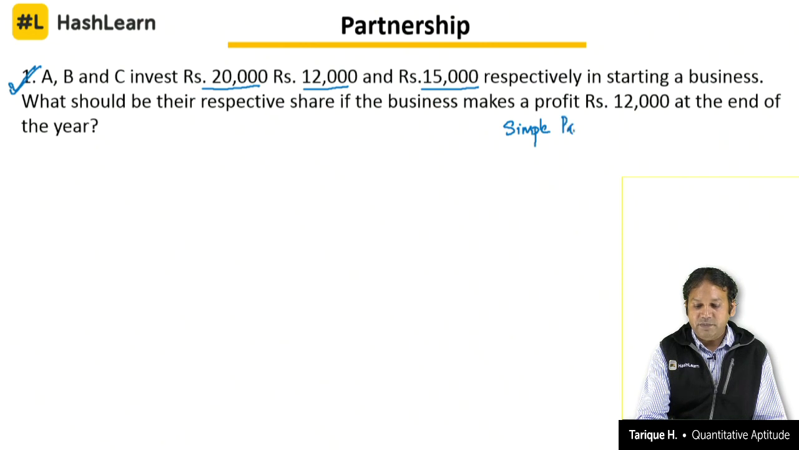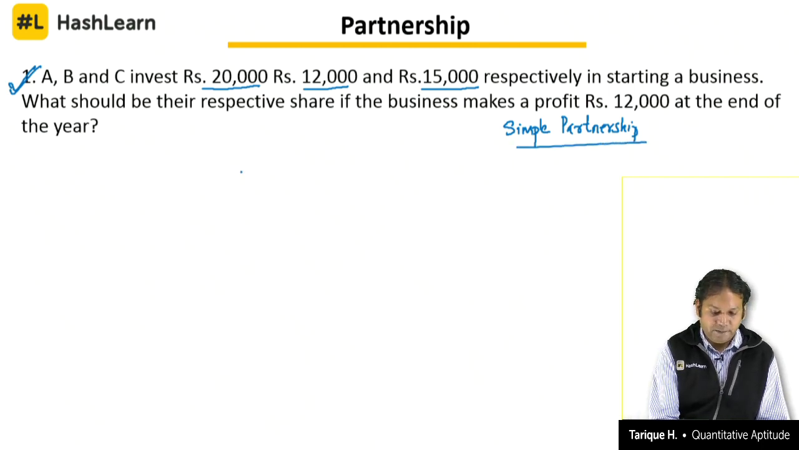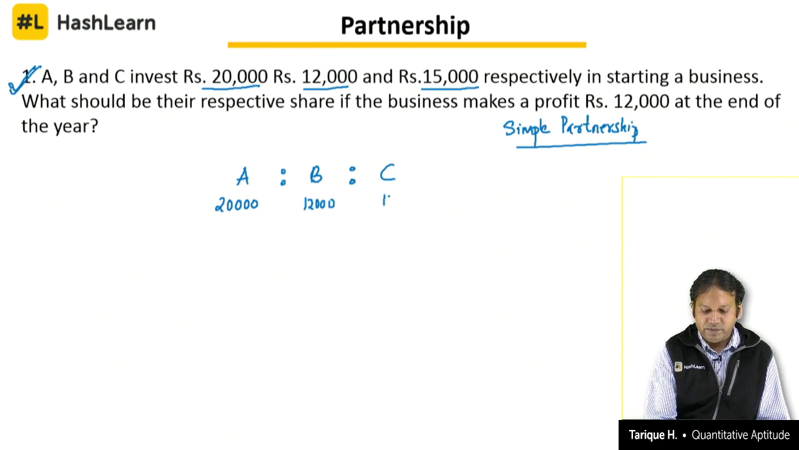And in the case of simple partnership, what have we seen? That the profit must be distributed among the partners only in the ratio of investment. So, the profit should be distributed among A, B and C based on the investment 20,000, 12,000 and 15,000. You see, you can divide this entire thing by 1000, you can simplify this ratio.